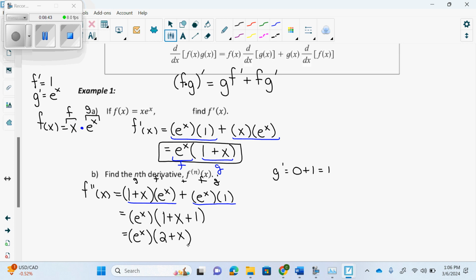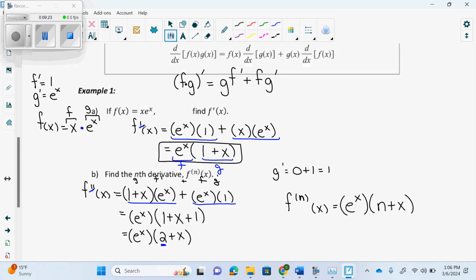See any patterns happening here? Any correlation to the actual derivative itself? Anyone have any idea what maybe f to the n derivative would be? Remember, I have to use n. Yeah, e to the x times n plus x. Or x plus n if you so chose to write them the other way, right? So this number 2 correlates with my second derivative. This number 1 correlates with my first derivative. And sometimes they'll end up with a pattern and we can say what the last one would be.